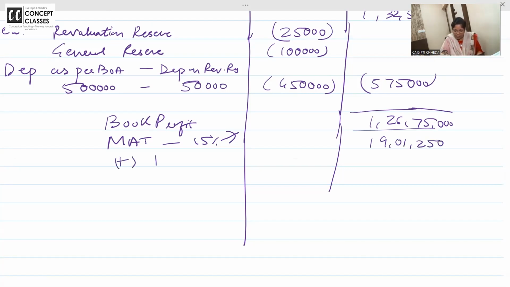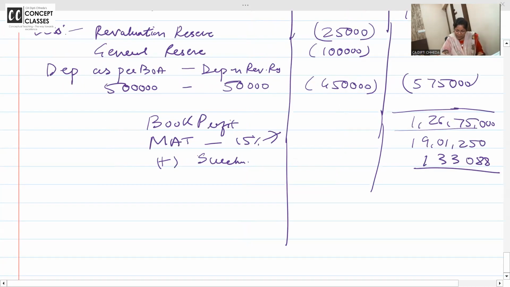19,01,250. Add on that surcharge. Surcharge आएगा ना क्योंकि income has exceeded. Yes, surcharge will come because the income has exceeded 1 crore. तो बिल्कुल इस पे surcharge आएगा, 7%. That is 1,33,088. Now tax plus surcharge.